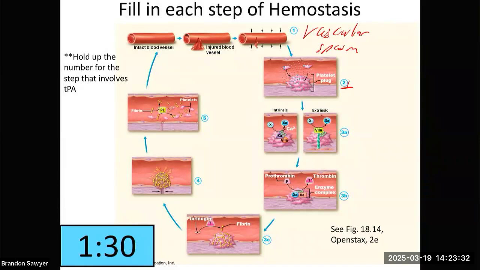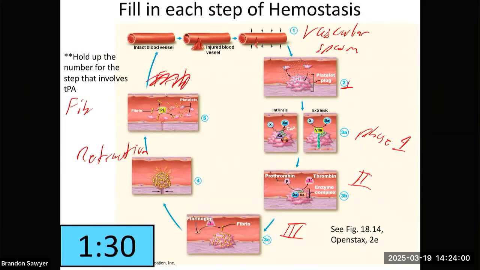Then we move into phase 1, phase 2, and phase 3. Then we get to retraction. Clot retraction is taking that broken tissue and pulling it back together, bridging that gap, right? And then we have fibrinolysis. Fibrinolysis just means breaking up the clot, getting rid of it because we don't need it anymore since the tissue's healed. Okay, so those are the big steps there.